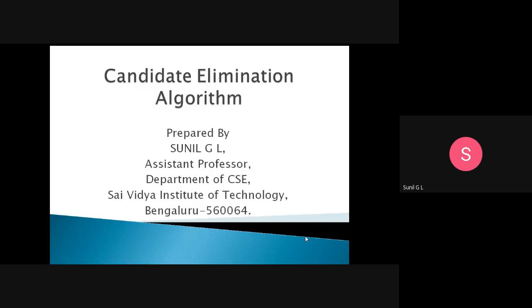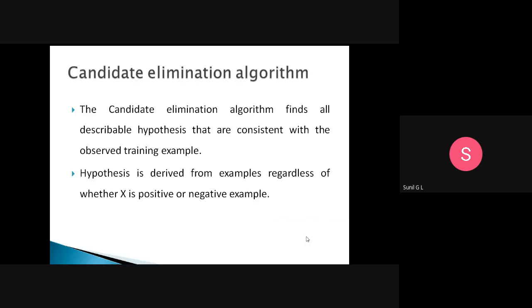Today we will discuss the candidate elimination algorithm. What is the candidate elimination algorithm? The candidate elimination algorithm finds all desirable hypotheses that are consistent with the observed training data.